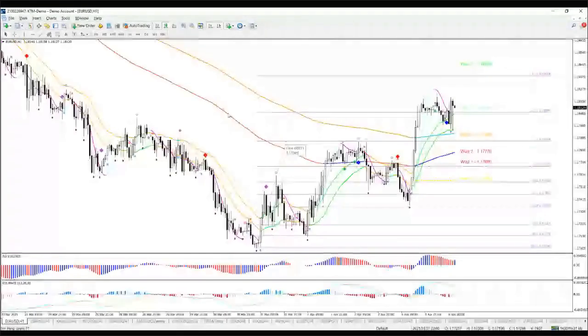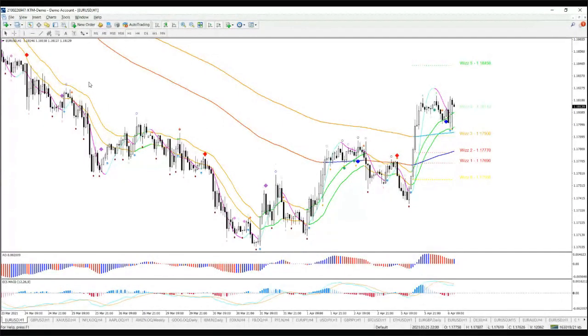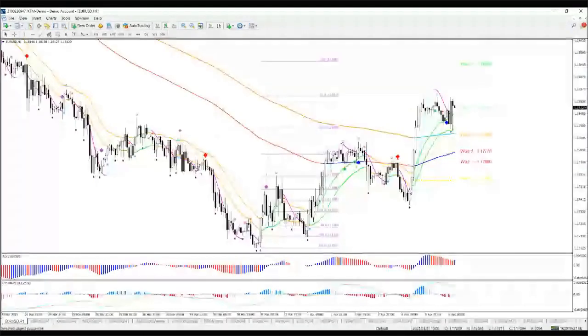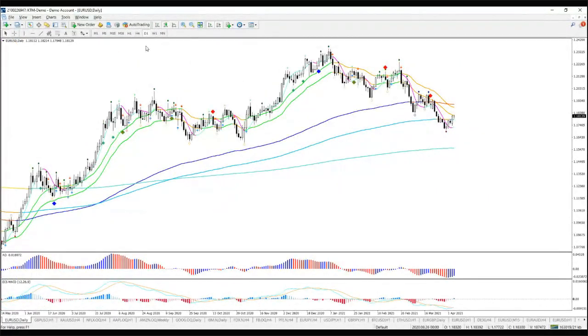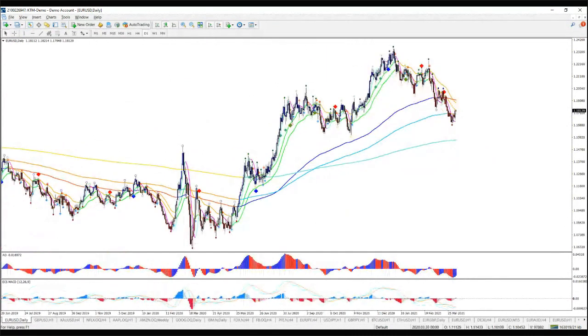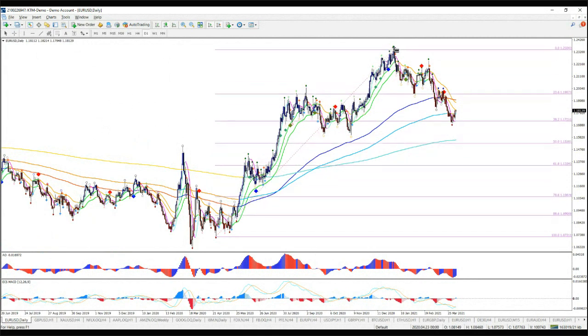When I made my video, I was very confident of a bullish bounce at 117 here. In general, first of all, let me show you the daily chart. I was quite confident that there would be some kind of bullish bounce here at the 38.2 fib.